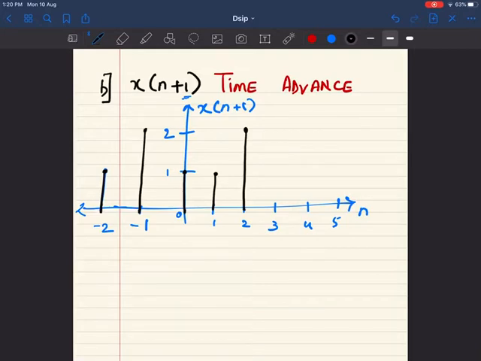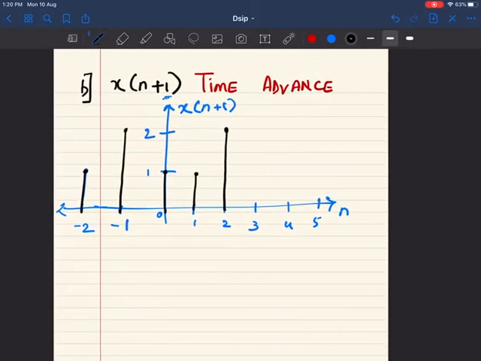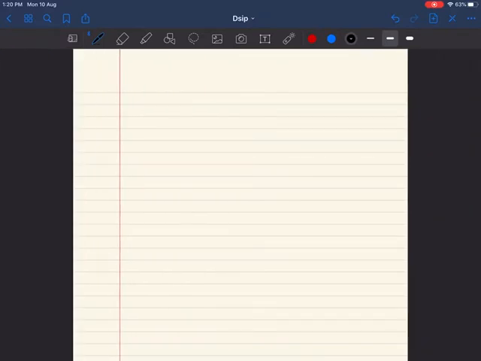Okay, so this is how the modified x of n plus 1 is going to look. Now the third type of signal that we are going to see is the third sub question, which is C, and it is x of 3 minus n. I am going to rewrite it to make it a little easier: it's x of minus n plus 3.